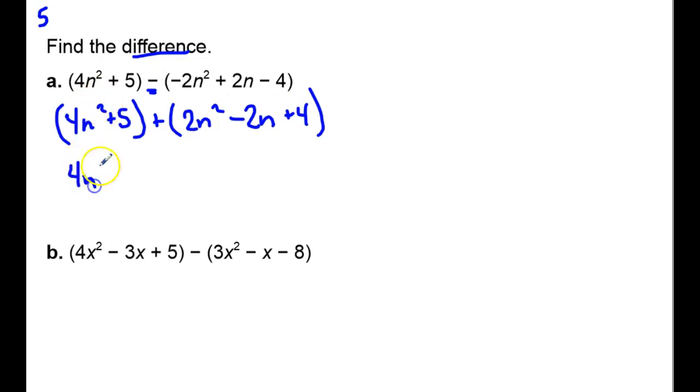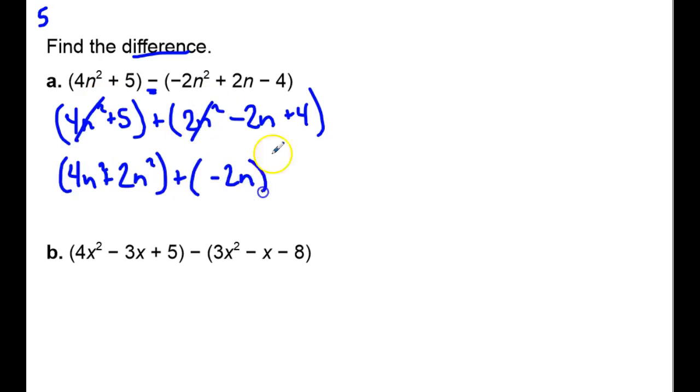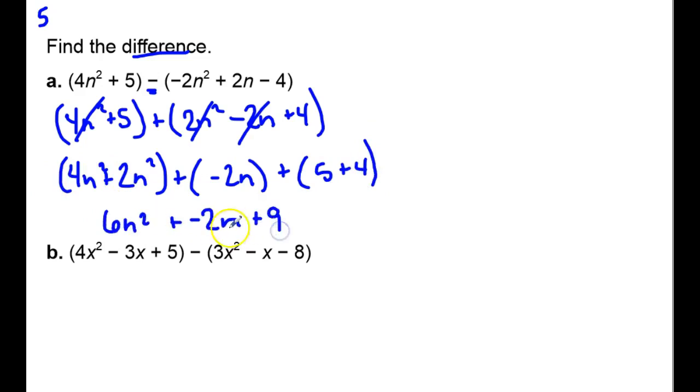So I see I have 4n squared, and I have a 2n squared. So I've taken care of that one, and I've taken care of that one. I have a negative 2n, right? I don't have an n term in this first polynomial, and that's okay. And then I have 5 plus 4. So now I can simplify. 4n squared plus 2n squared is 6n squared, plus a negative 2n plus 9.